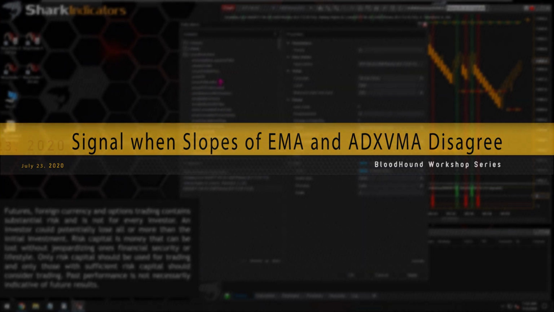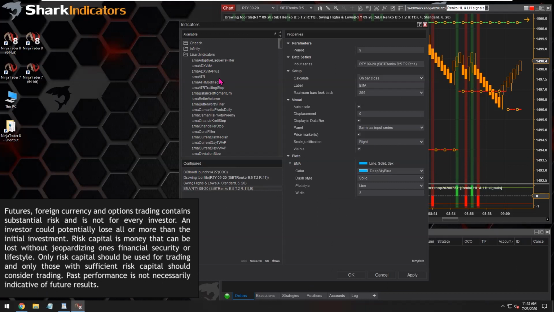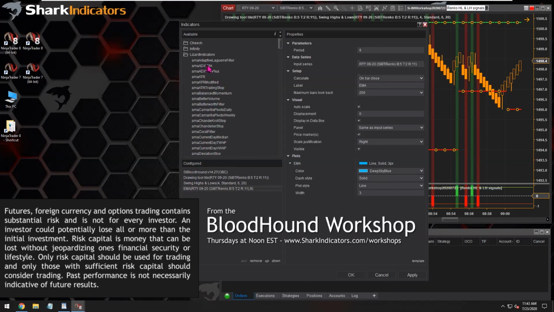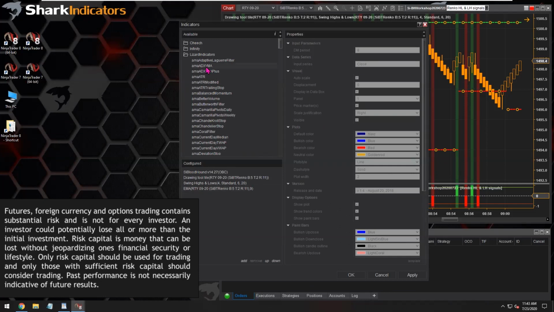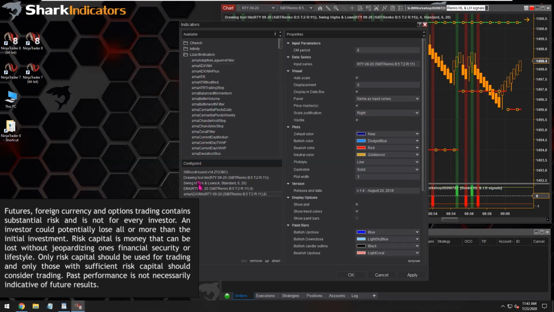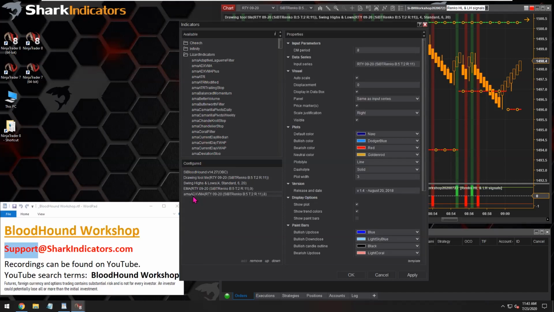Right, so Didier's question involves two indicators, the EMA and then the ADXVMA custom indicator here. I'm going to use the one from Lizard Trader. I think this is the most common ADXVMA out there for NinjaTrader, coming from Lizard Trader, right? So it's the AMA one. Let's add that on there.